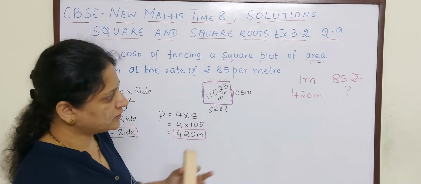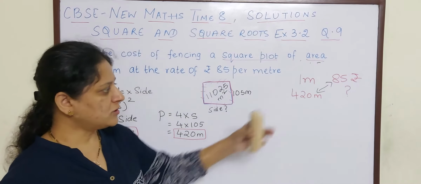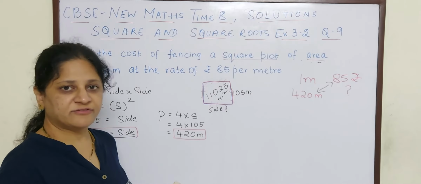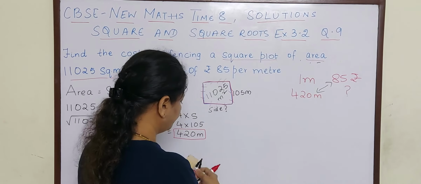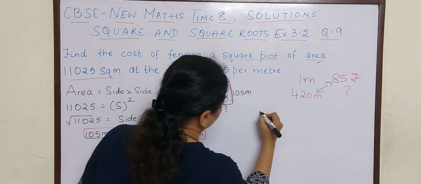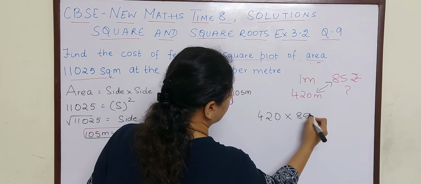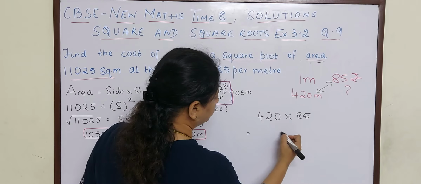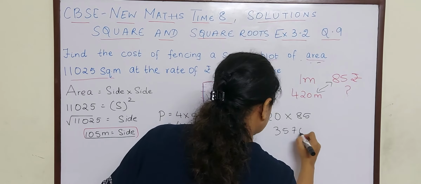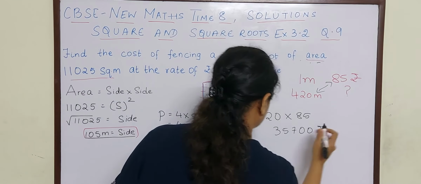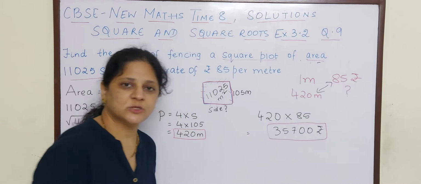So if you can see, it is a case of cross multiplication. So 420 into 85 will give you the cost of fencing. So let us do 420 into 85 is equal to 35,700 rupees. So this is the cost of fencing the square plot.